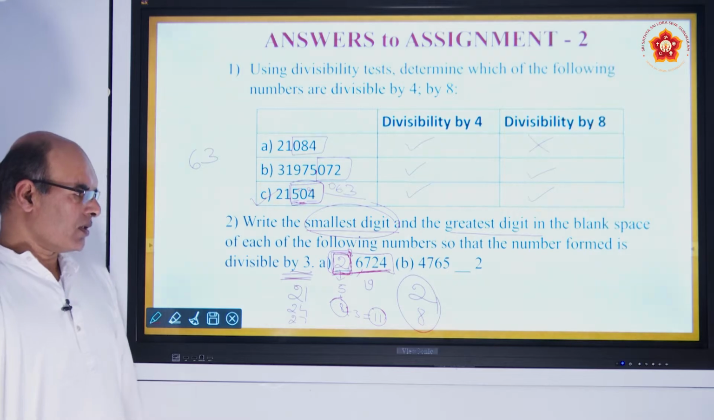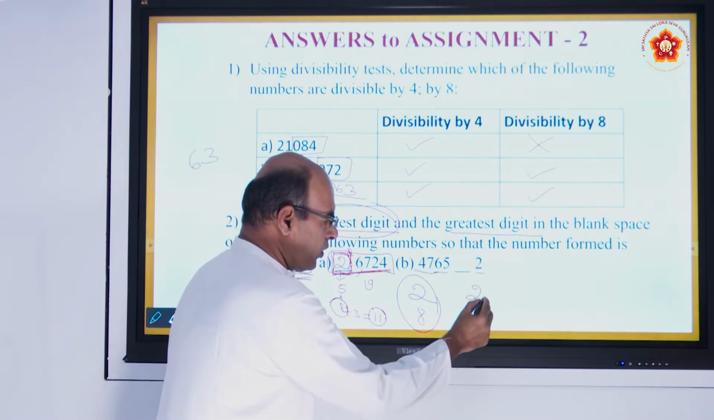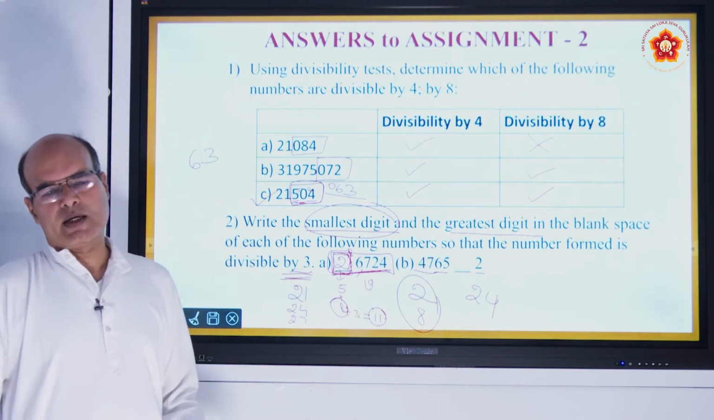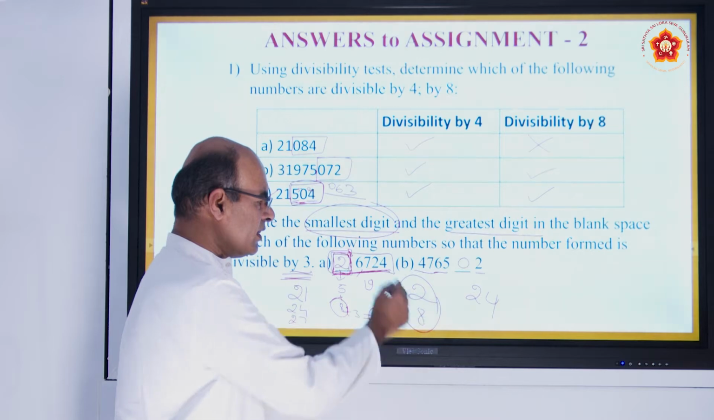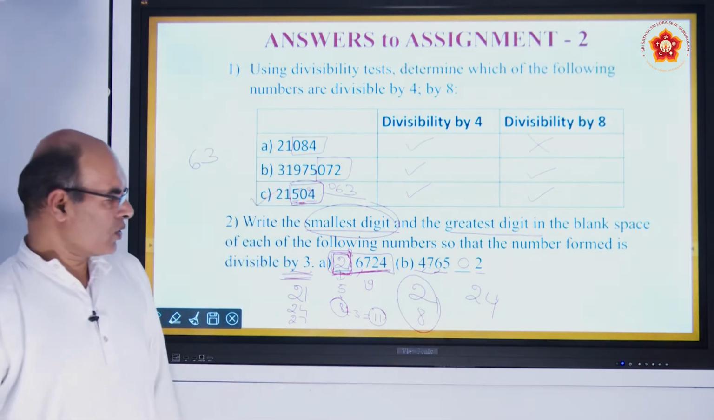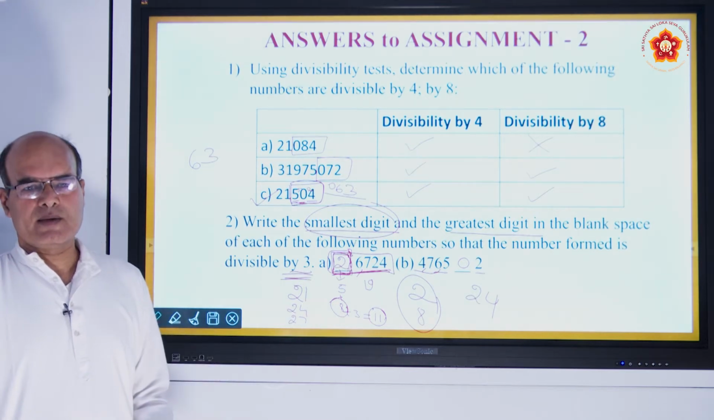Same type, second question. First, add all the given digits. 4 becomes 24. The 24 itself is divisible by 3. Therefore, if we put a 0 here, then this entire number, that means 4,76,502, is divisible by 3.